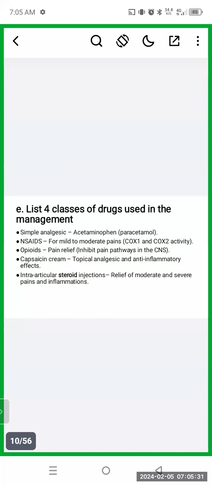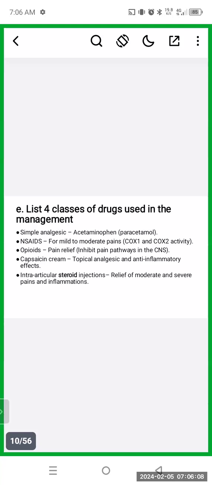So the classes of the drugs include the simple analgesics like paracetamol, which is initially the first line of management. If the patient does not respond, we can go ahead and use the NSAIDs, which could be either COX-1 or COX-2 inhibitors. If they fail, we can step up to the opioids, like co-codamol, morphine, and so on. Topical creams include the topical NSAIDs and also the topical capsaicin, utilized regularly for OA.